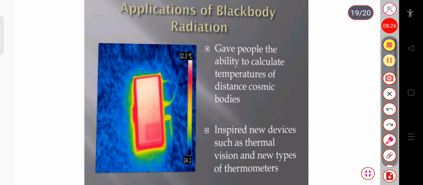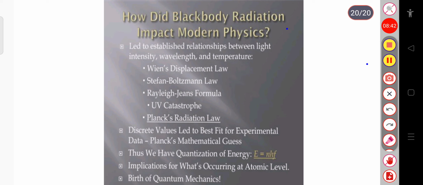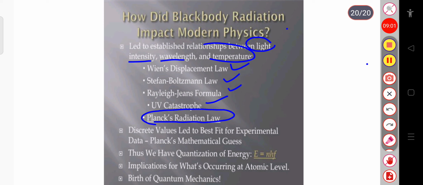Now we will see the application of blackbody radiation. It gave people the ability to calculate the temperature of distant cosmic bodies. It inspired new devices such as thermal vision and new types of thermometers. So how did blackbody radiation impact modern physics? It led to establishing the relations between light intensity, wavelength and temperature, that is from Wien's displacement law, Stefan's law and Rayleigh's law. It led to the ultraviolet catastrophe, and finally, on the basis of quantum mechanics, we deal with Planck's radiation law.